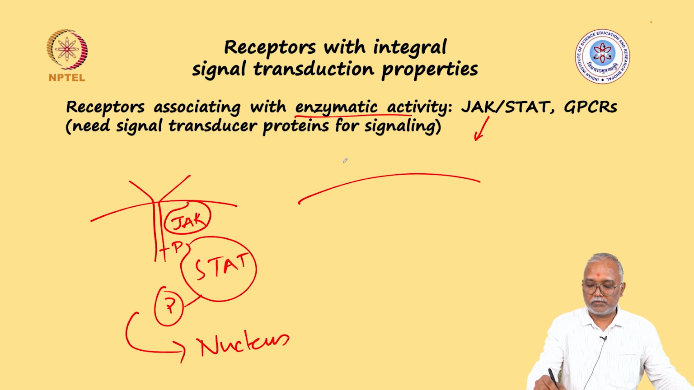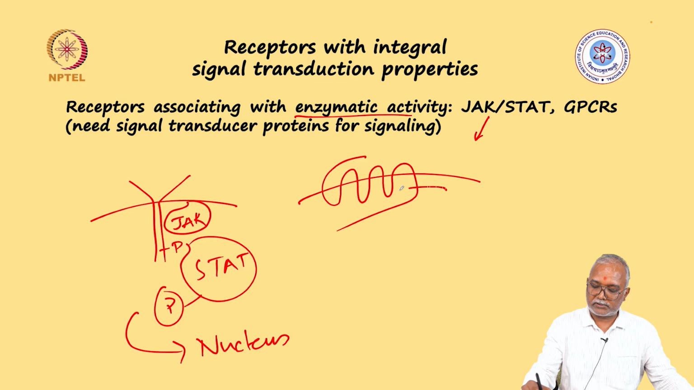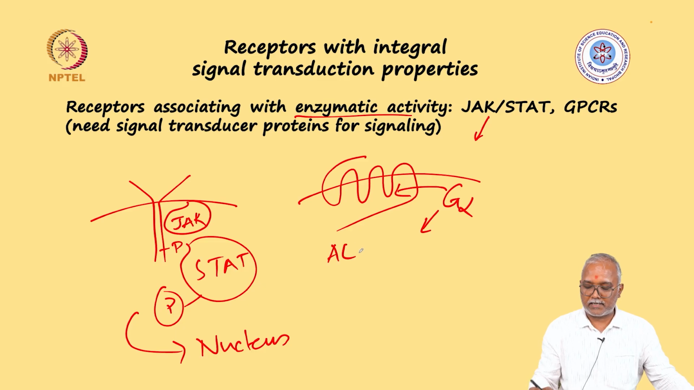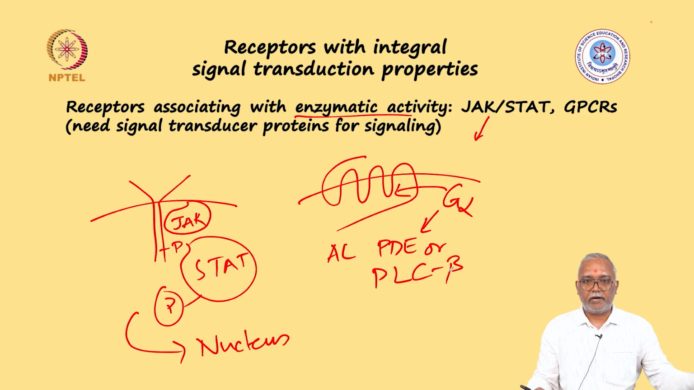Or we talk about these GPCRs, which were 7 transmembrane receptors. They first associated with a G alpha. This G alpha activated the next set of events, whether it was adenylyl cyclase activity, phosphodiesterase activity, or activity of the phospholipase C beta family. In both cases, the receptor itself was not conducting the signal which is being conveyed at the cell surface.